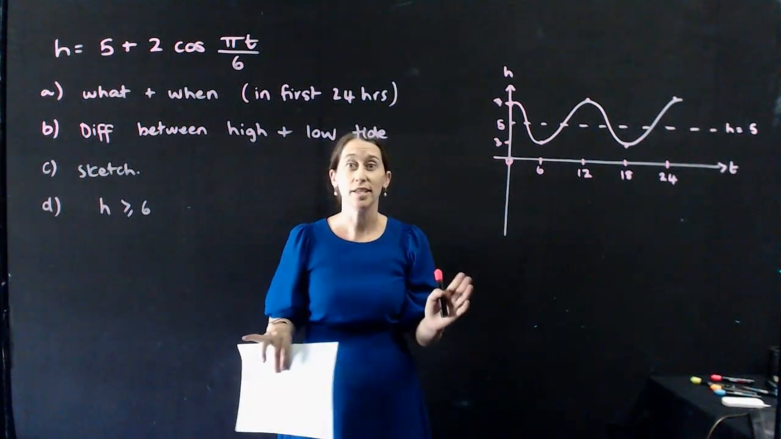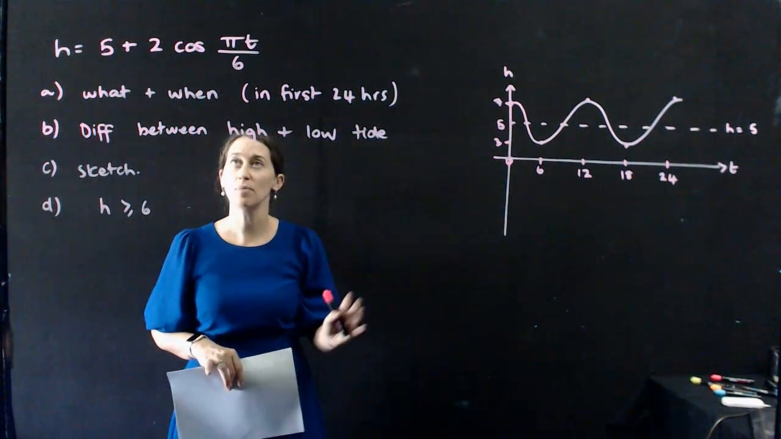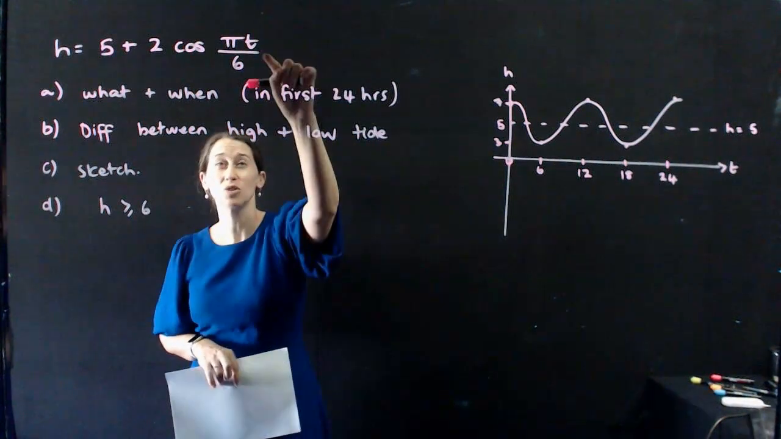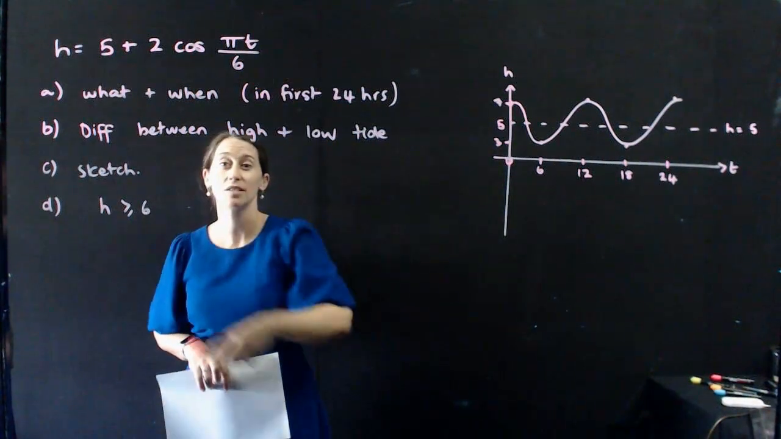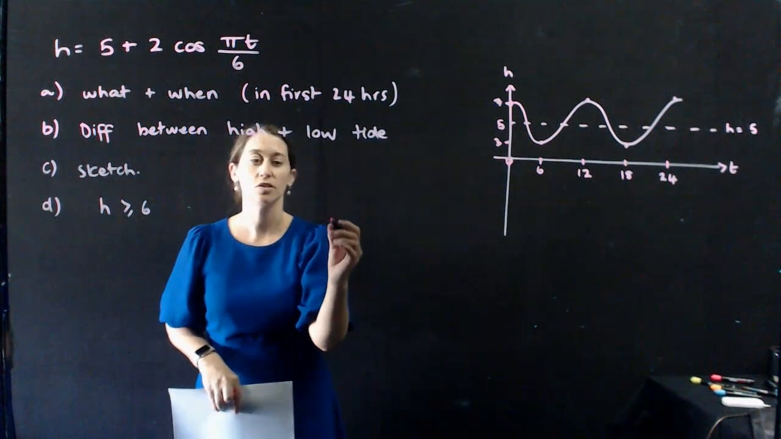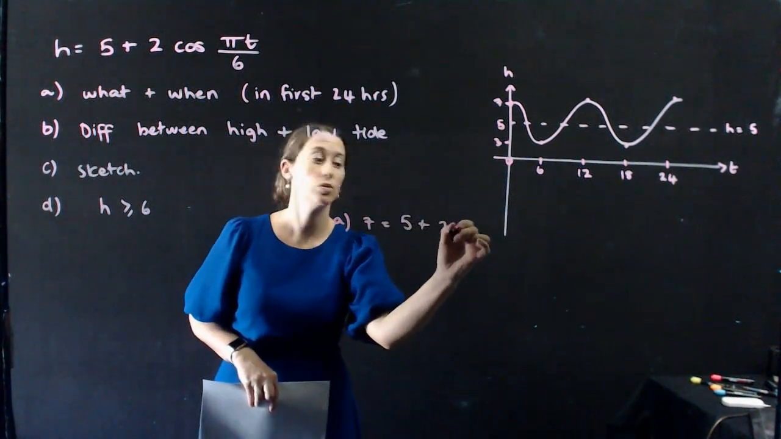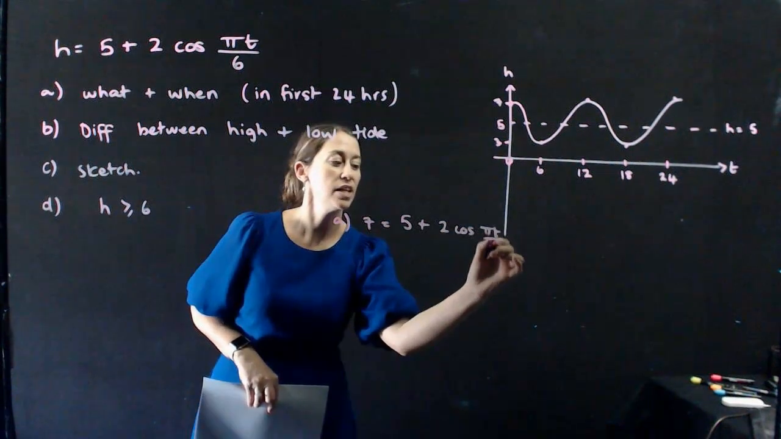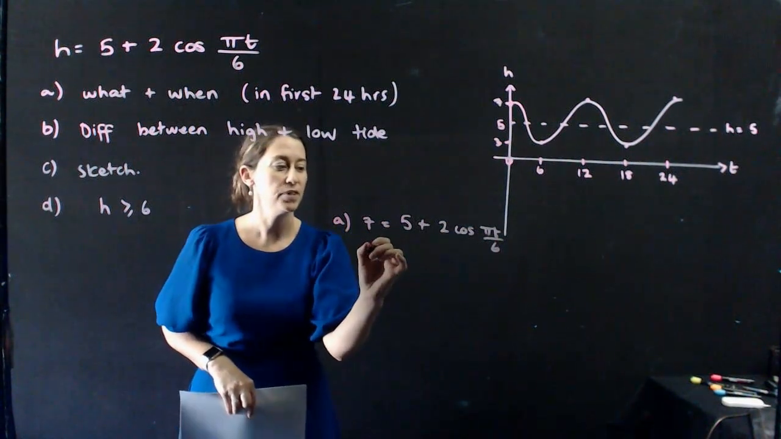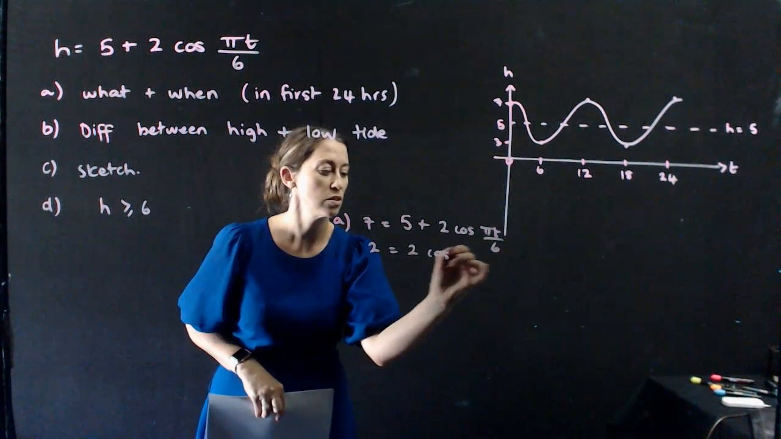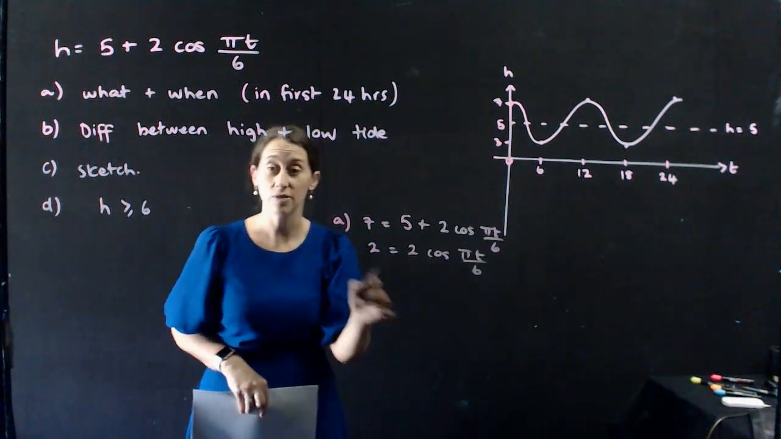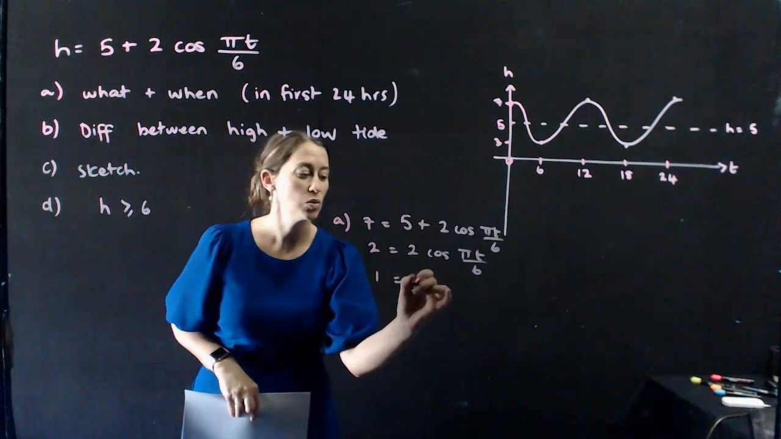Let's have a look at when it's going to happen. To establish when it's going to occur, you've got to solve this trig equation for when the height is equal to 7. So 7 equals 5 plus 2 cos(pi t over 6). Subtract the 5 first: 2 equals 2 cos(pi t over 6). Divide by 2: 1 equals cos.